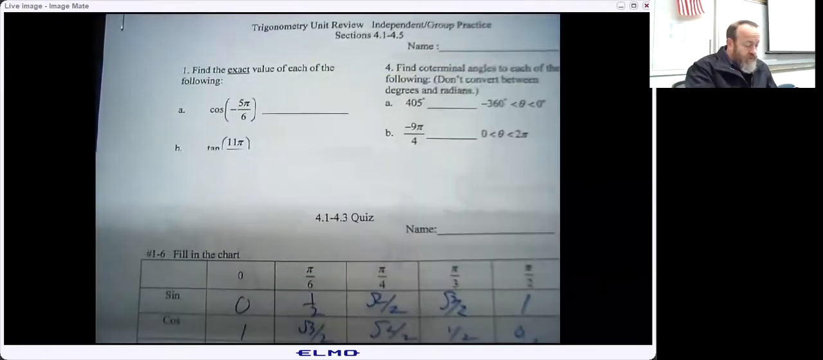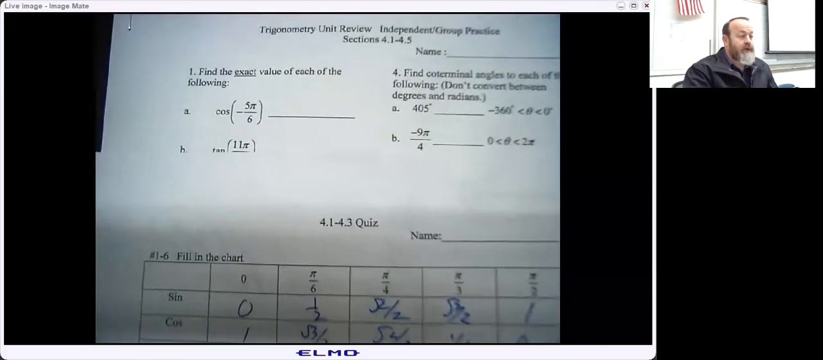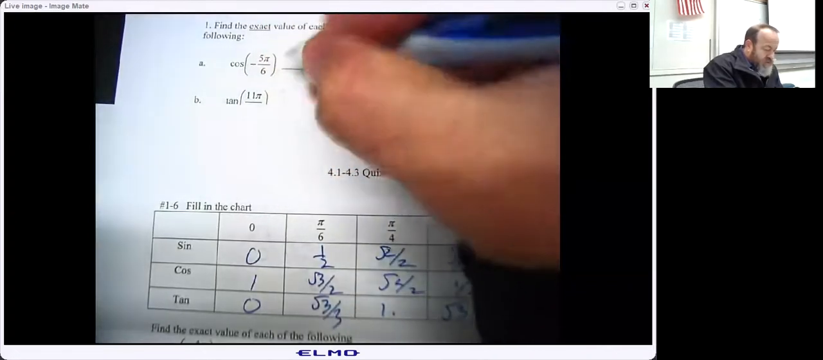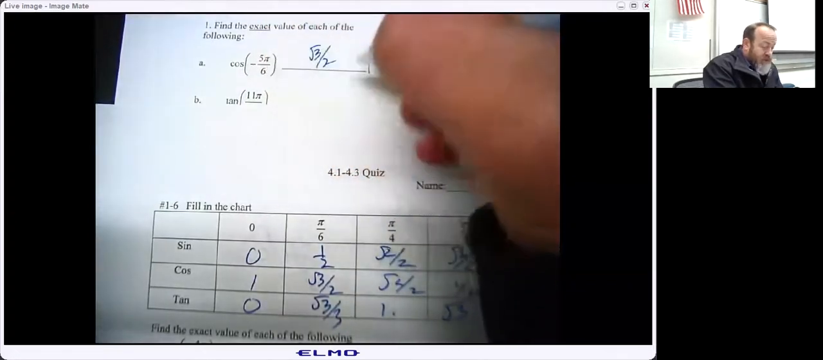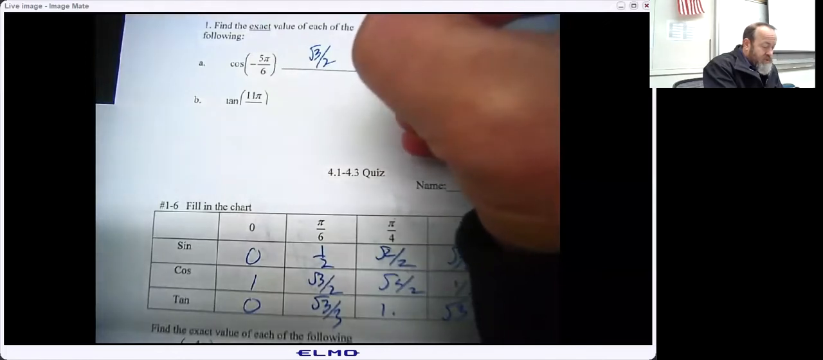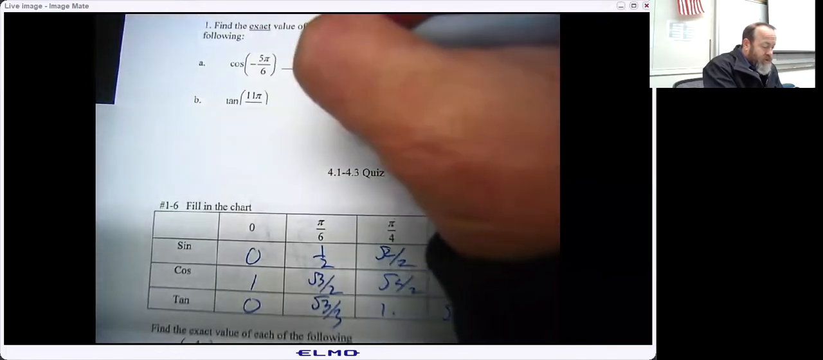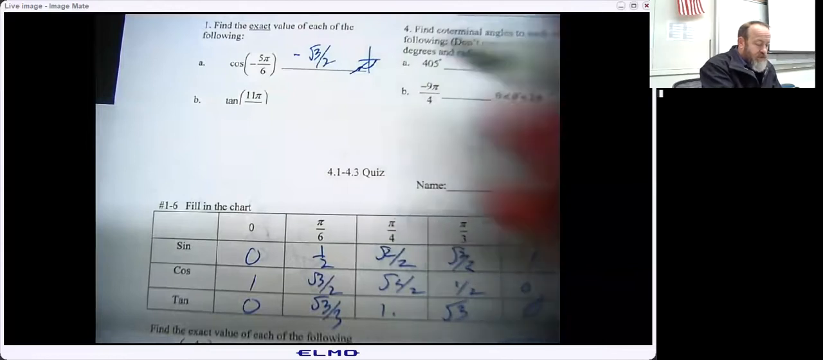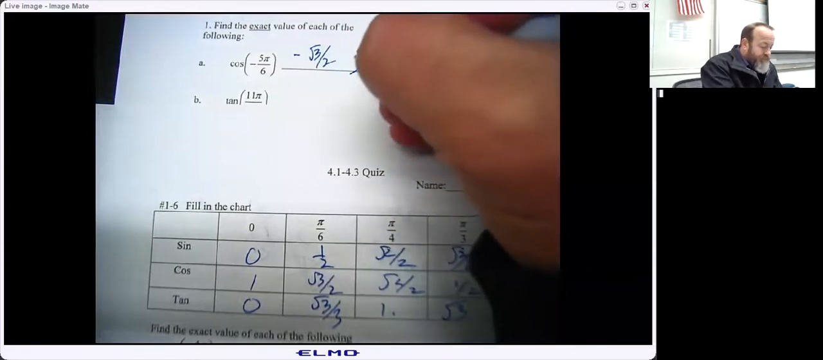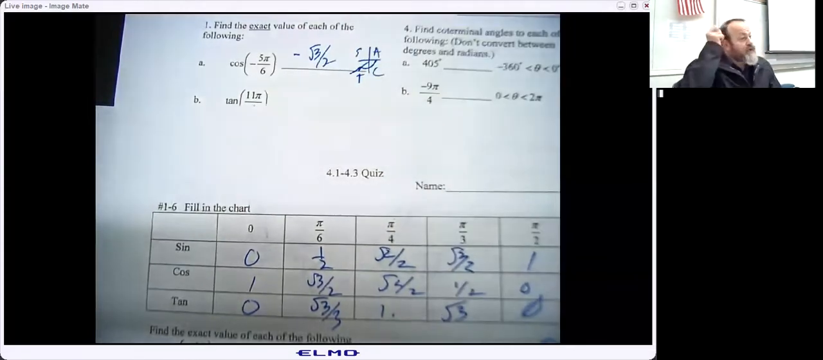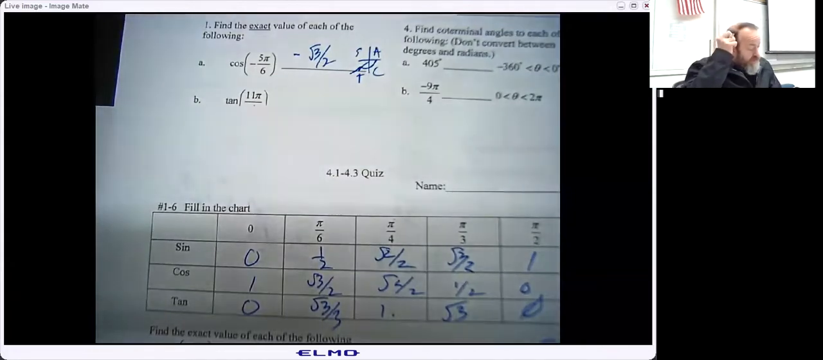So if I'm looking for the cosine of 5 pi over 6, it'd be right here at root 3 over 2. So I know root 3 over 2 is the magnitude of the answer, and since I'm counting by pi over 6s, this would be rotating down into the third quadrant, where the cosine is negative because, again, in "All Students Take Calculus," we're in the wrong quadrant.